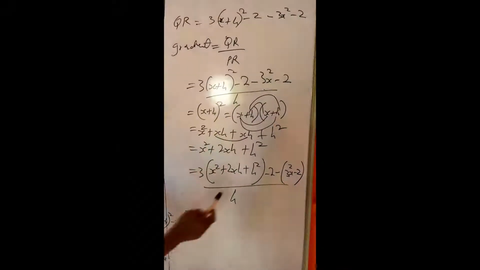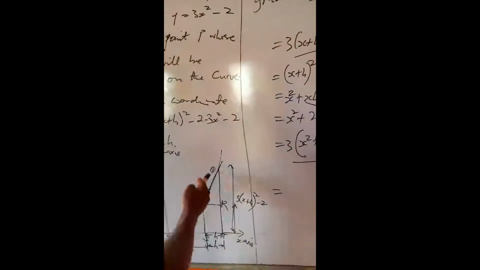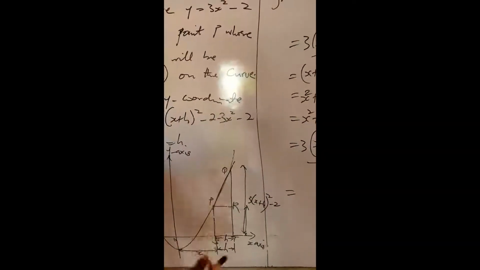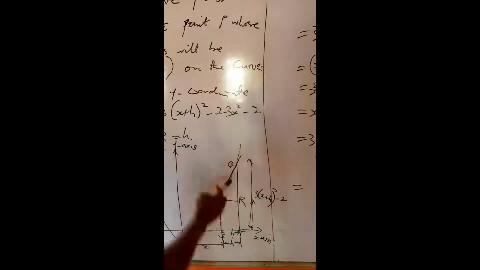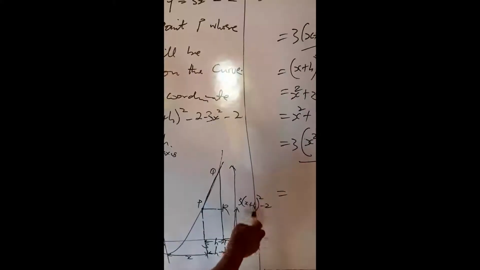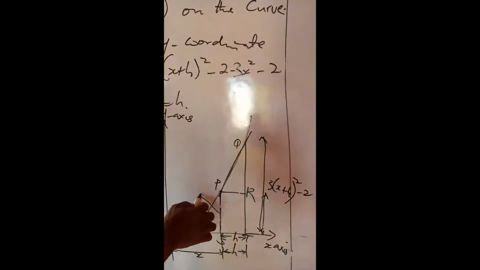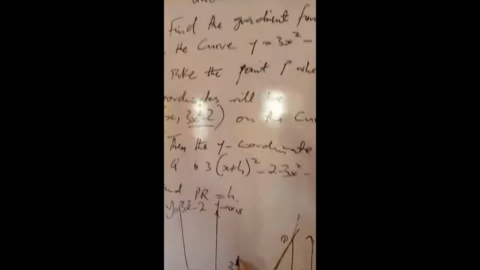So we have to re-emphasize from this point to the Q, which is the vertical, which is actually the y-axis of point Q, or the coordinate y of point Q, is actually 3 into x plus h all squared minus 2. While that of P, from what you have been given here, is 3x squared minus 2.